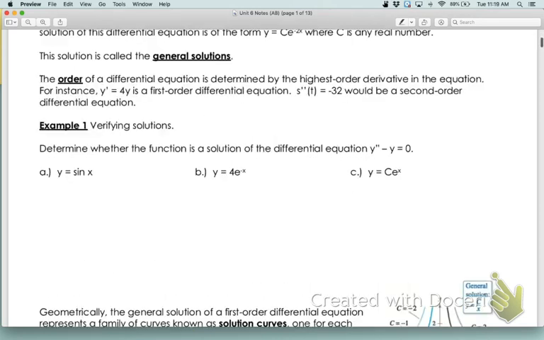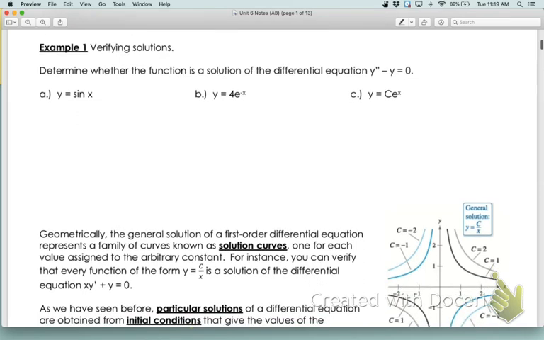Using the same process as I showed you above, we can decide whether or not a function is a solution to a differential equation. The equation we want to look at here is y double prime minus y equals 0. For all of these examples, A, B, and C, we know what y is, but we need to figure out what y double prime is to be able to substitute for that as well.